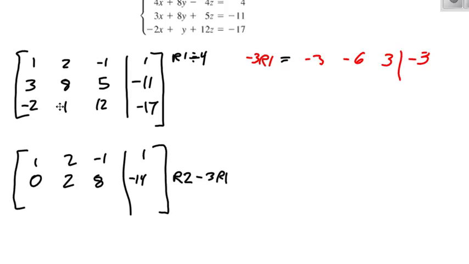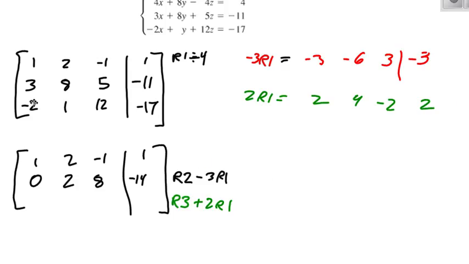Now to cancel out this negative 2, we're going to need to combine it with row 1 and multiply by 2. So let's multiply 2 times row 1. So we get 2, 4, negative 2, 2. So we'll combine row 3 and 2 times row 1. There's 2 times row 1, combine it with row 3.